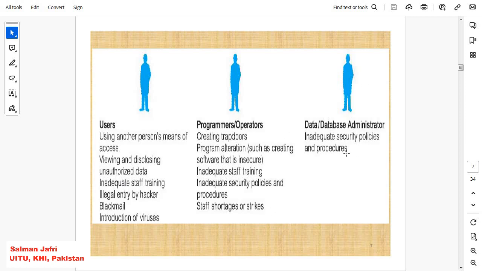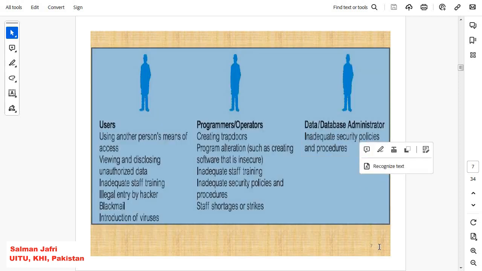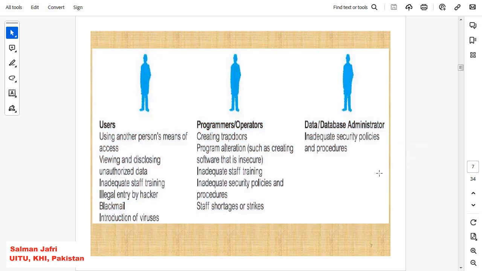Database administration, what is the level? The inadequate security policies and procedures. A security policy is a very important document in any organization, right? And security policy describes basically the type of security measures that you can have and the security measures you should have for that particular environment, right? And security policy is laid out by all organizations for their secure or sensitive information.